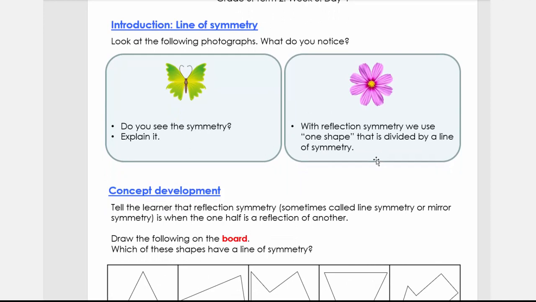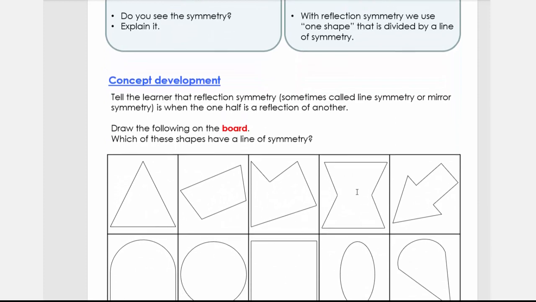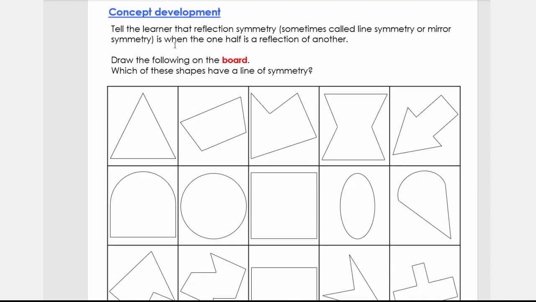Okay, I want you to pause at this activity or the introduction and quickly do this. Okay, welcome back. So the concept development. When we look at reflection symmetry, it's sometimes called line symmetry or mirror symmetry. Remember, reflection symmetry and reflection, those two are different. We will do the reflection at a later stage.